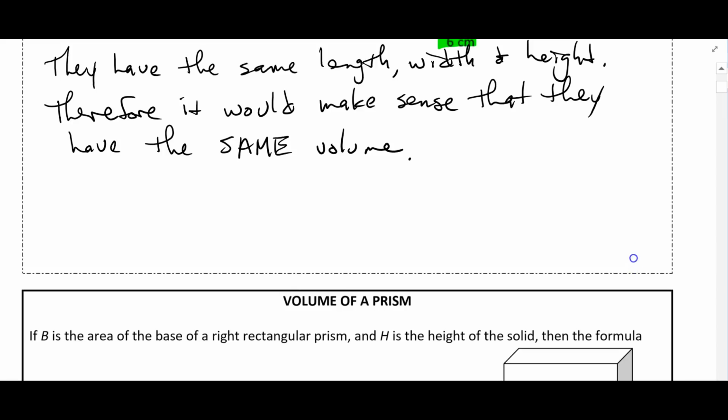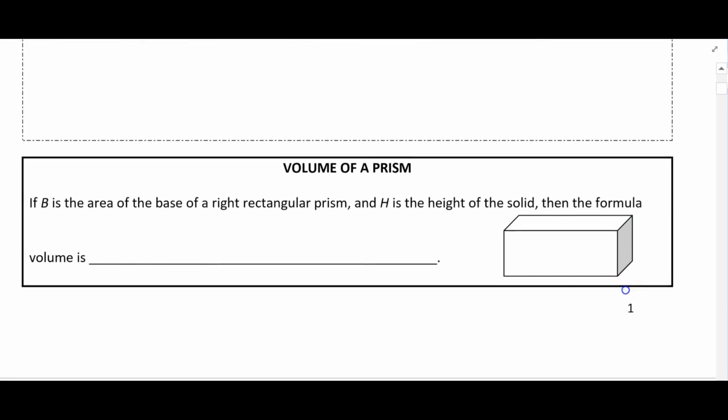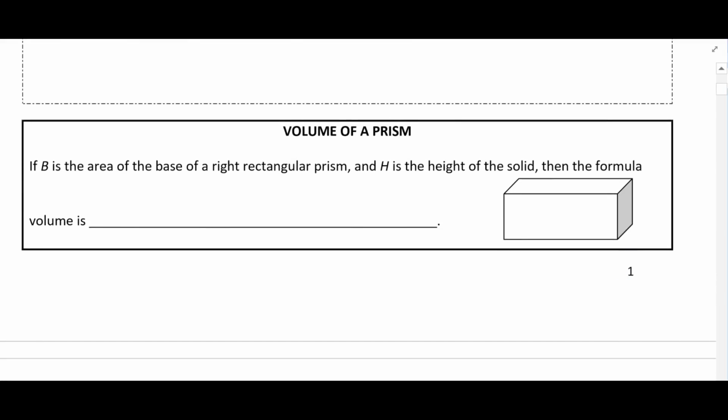All right, so let's go down here and take a look at the formula for the volume of a prism. It says if B, capital B, this is important because we're going to be using this very much. So if B is the area of the base of a right rectangular prism and H is the height of the solid, then the formula for the volume is volume of a prism is equal to capital B times H.